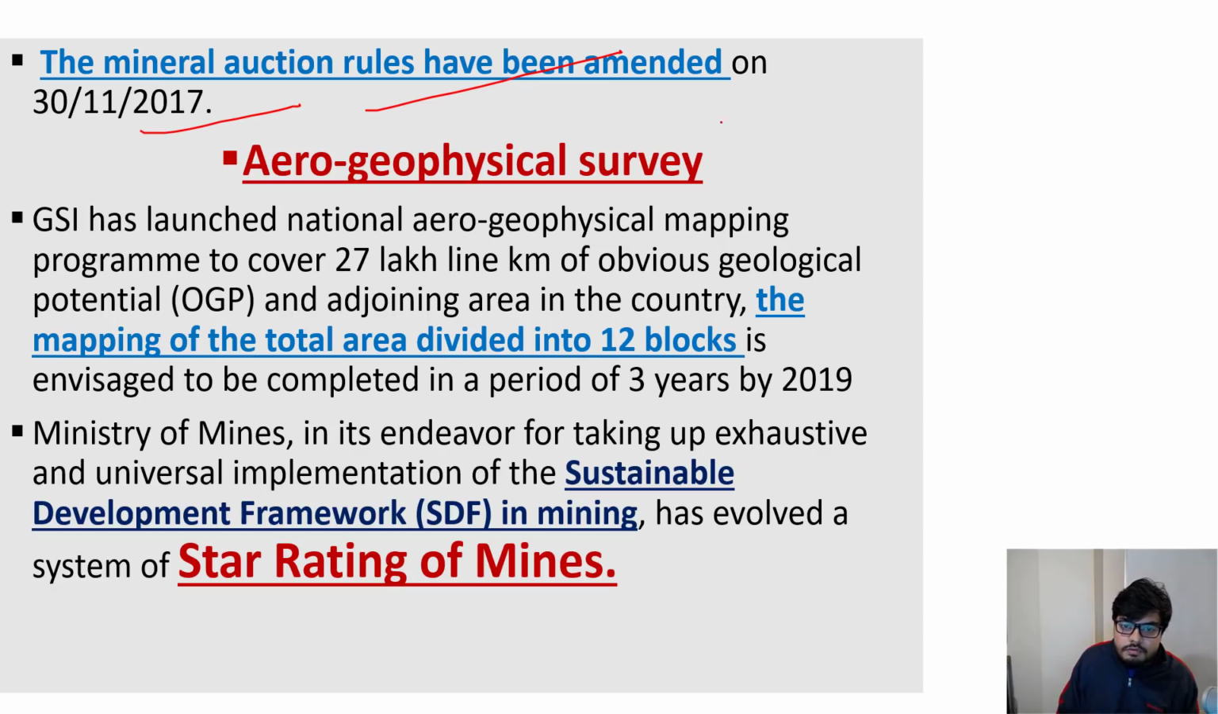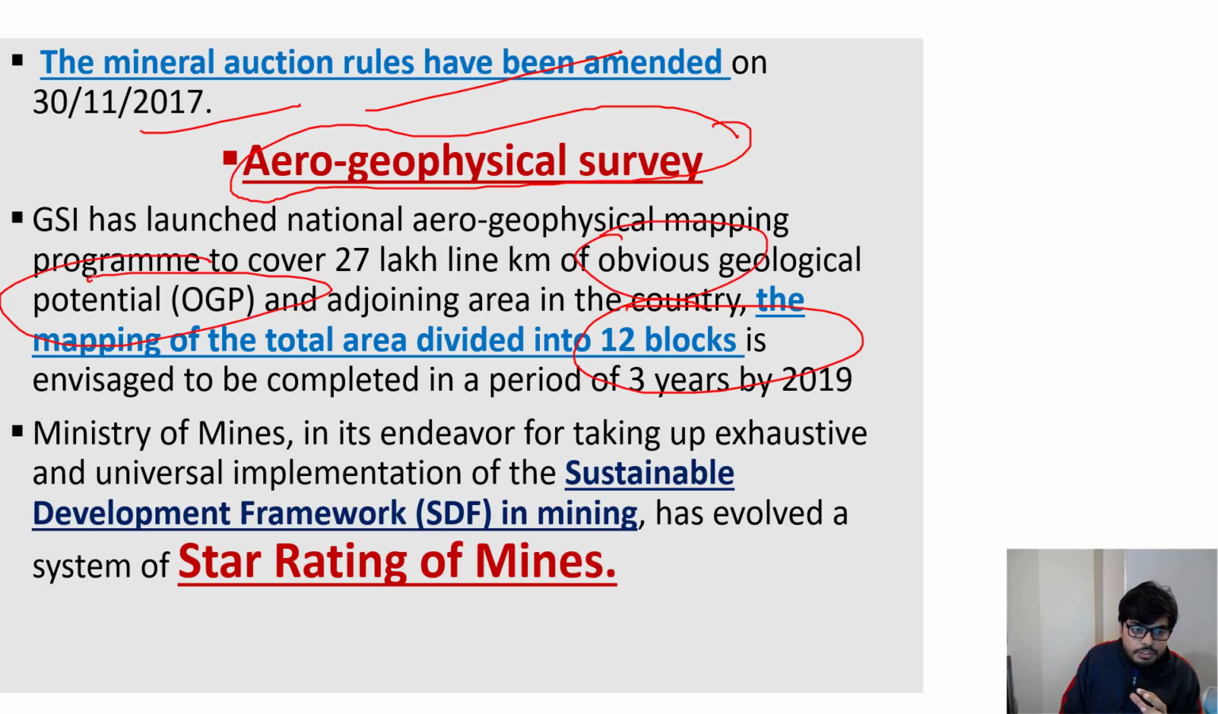And the aero geophysical survey, that is done by satellites, is done for the whole country, where the whole country is divided into 12 blocks. And out of the remote sensing technology in these satellites, they are actually mapping the whole country's Obvious Geological Potential, OGP. And they are also integrating a sustainable development framework in mining, so that mining becomes sustainable and doesn't harm the environment and the people.